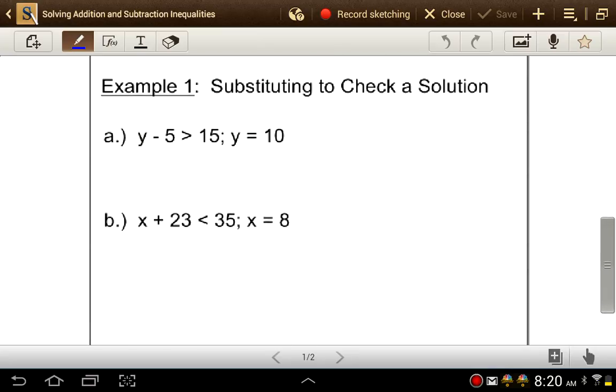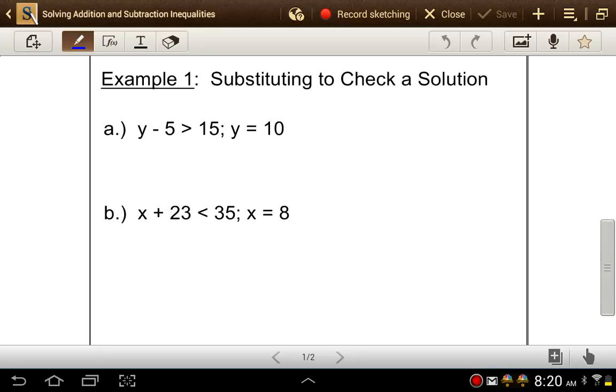Okay, in example 1, we're just going to check a solution. So we're going to do that by substituting. If I ask you y minus 5 is greater than 15, and I tell you that y equals 10, is that a correct solution, yes or no? So you have to check to see if it is. So these are yes/no questions.